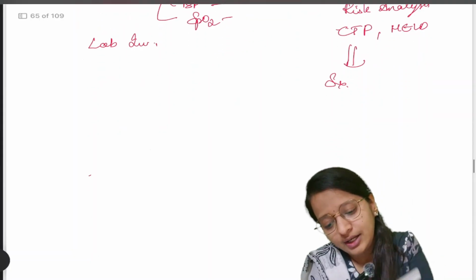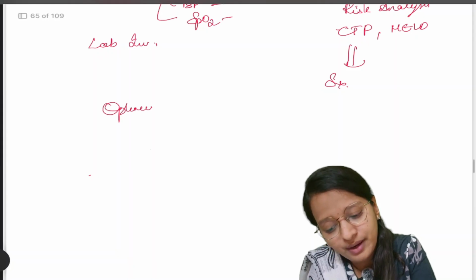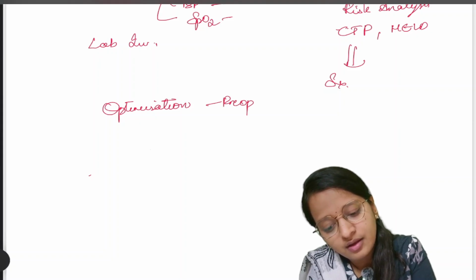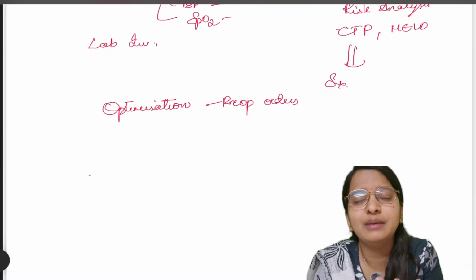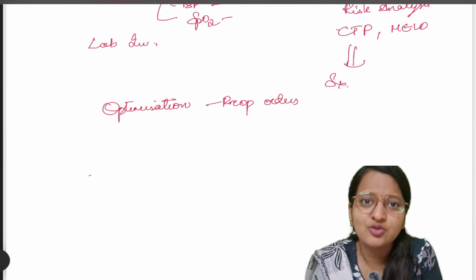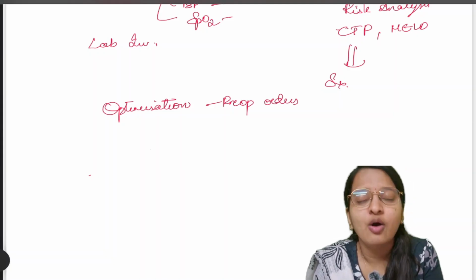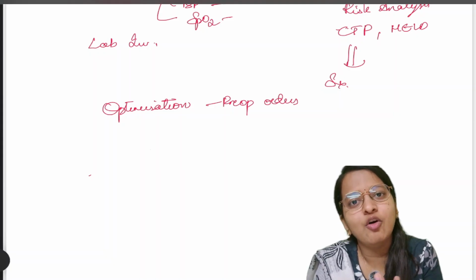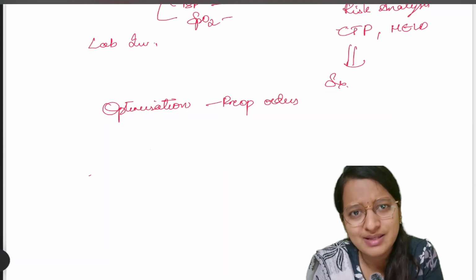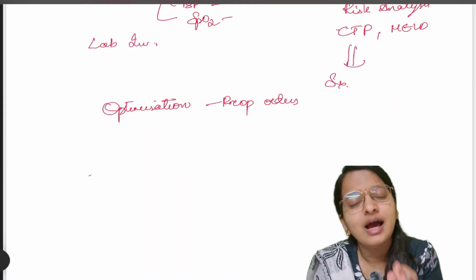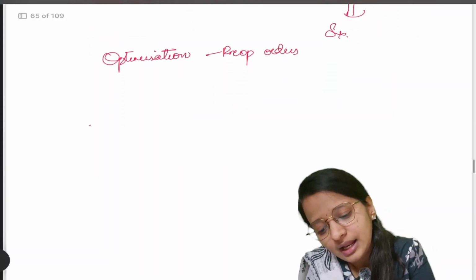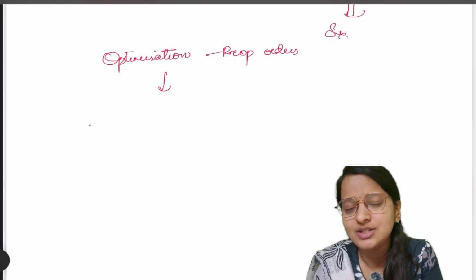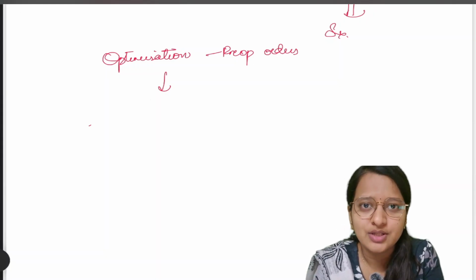Now, firstly, I'll do the optimization and pre-op orders. System-wise, I'll look for optimization, be it respiratory system infections or his cardiac status or his coagulation profile or electrolyte imbalances, acid-base imbalances, everything. I'll optimize. I'll go for nasogastric tube decompression and then I'll get ready for the OT. I'll check my entire OT for emergency drugs and all.